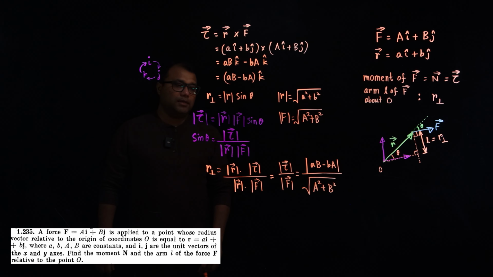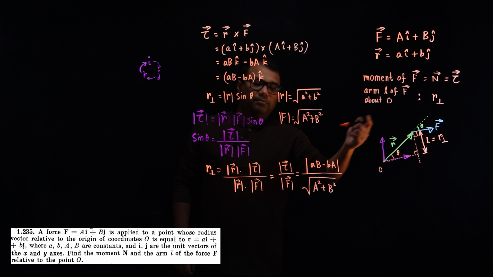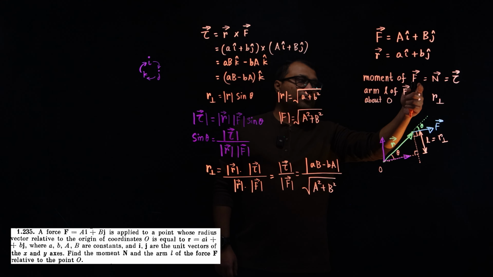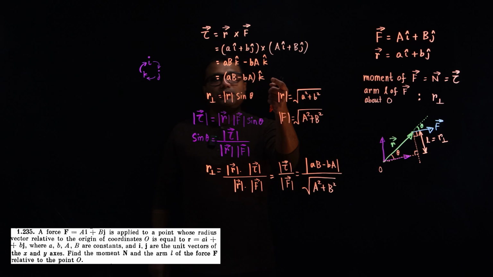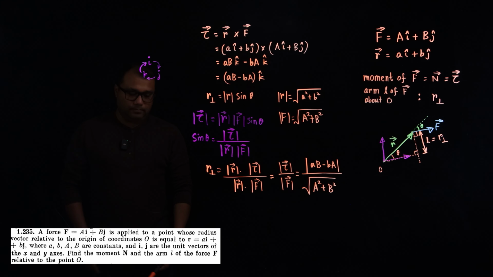So that's our answer. This is the arm L of the force about O, and the moment of force is tau, which is this.